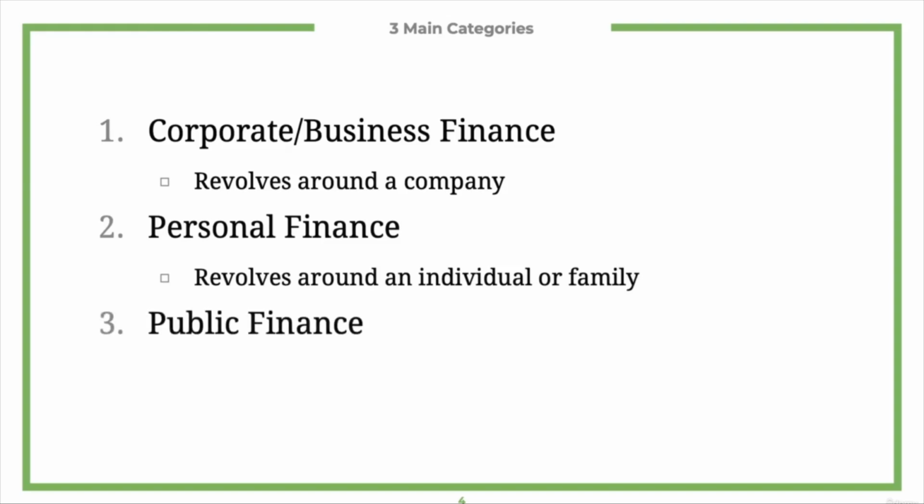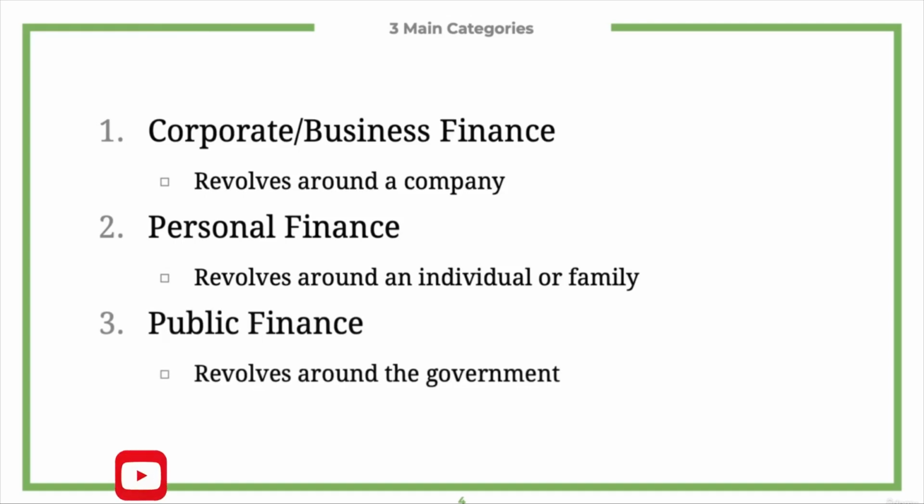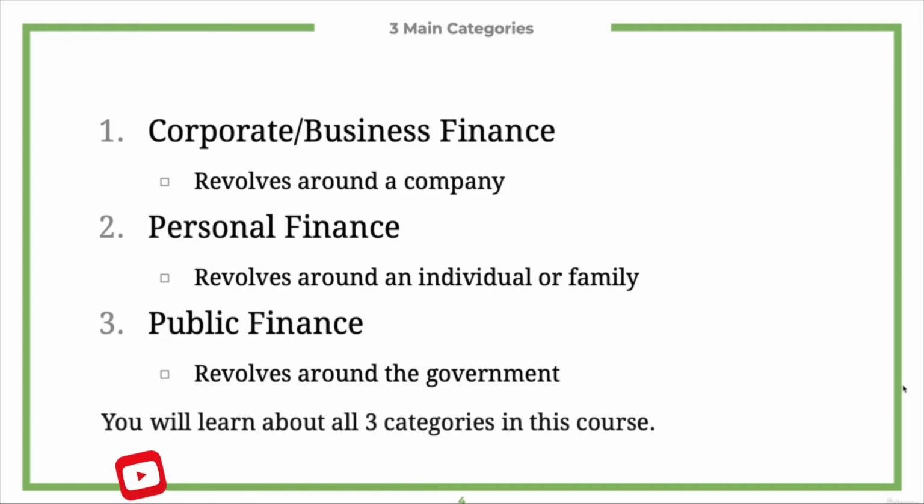Finally, there's public finance, which is basically how the government uses money. This one's a little less applicable than the first two. However, it's still important to learn to understand economics because there is a lot of what the government does which affects the first two categories. You will learn about all three of these categories in this course.